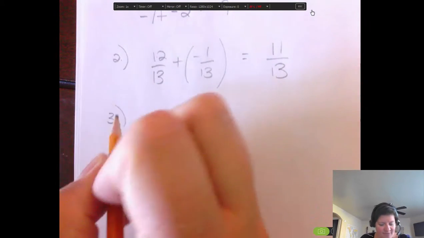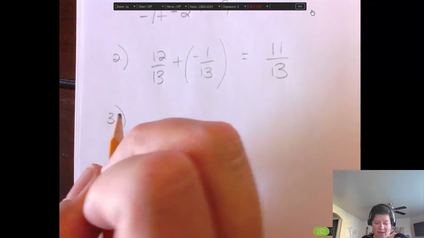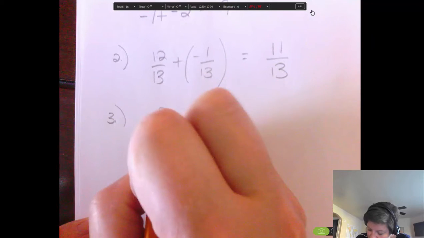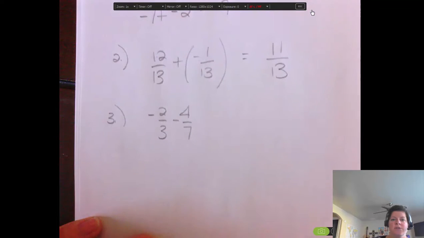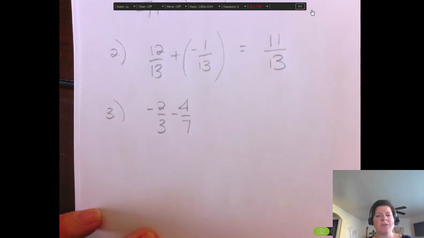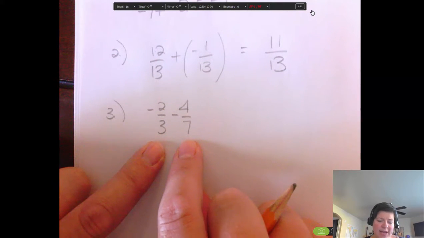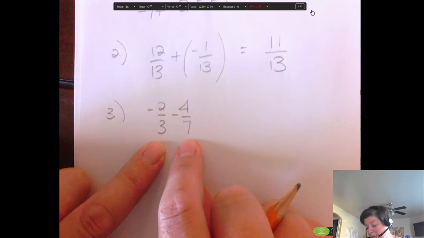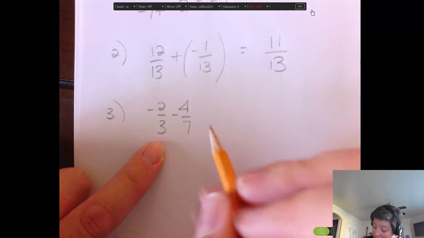But what happens if those two don't have a common denominator? So what happens if I have maybe -2/3 and I'd like to subtract off 4/7? So I have -2/3 and I want to subtract off 4/7. Well, let's look at these denominators. They are not the same. How do I get them the same? Well, we think about that least common denominator, or we can just think about a common denominator. It doesn't always have to be the least common, but that makes it easier in the long run.